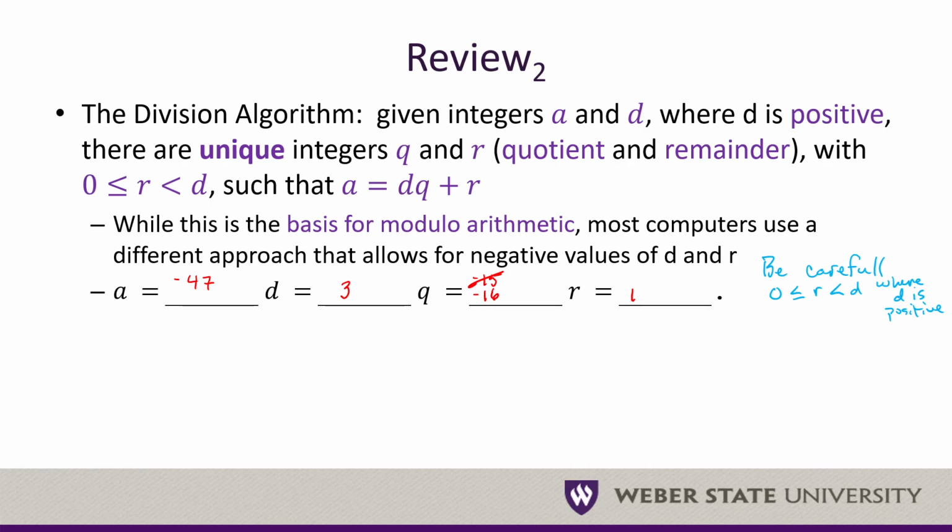I should put that on there. Let's try 0 and 3. So my quotient, 0 divided by 3 is 0, and my remainder is 0. Not too hard, but it's just following through.